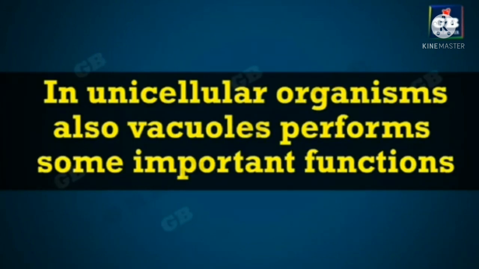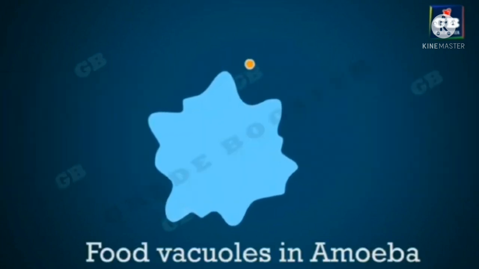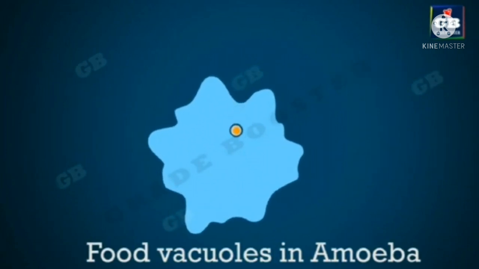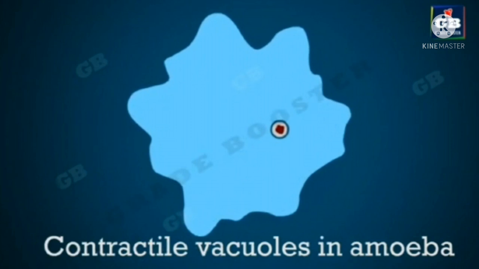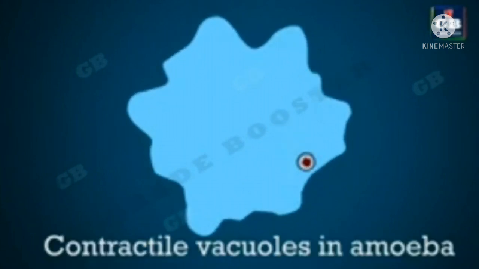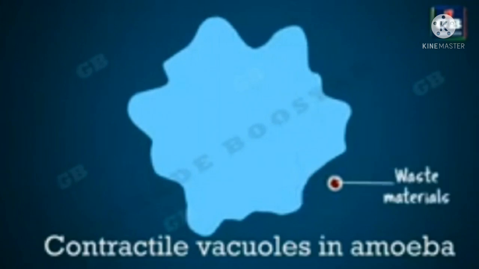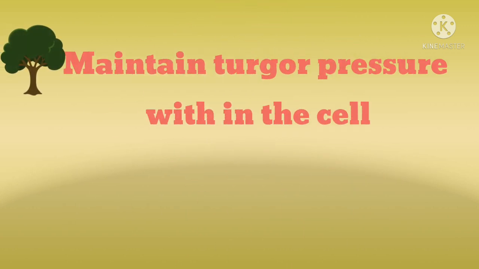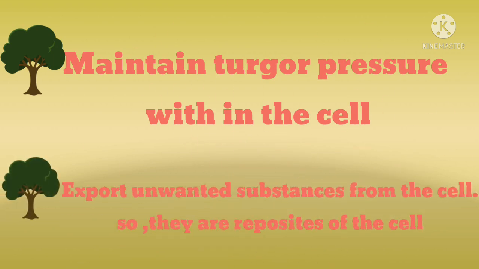In unicellular organisms, vacuoles also perform some important functions. In organisms like amoeba, the food enters the food vacuoles where it is digested and absorbed. In the same way, contractile vacuoles are formed to collect and excrete the excess water and waste material. Now let us know about the functions of vacuole. The first one is to maintain turgor pressure within the cell, and the second one is to export unwanted substances from the cell. So they are the repositories of the cell.